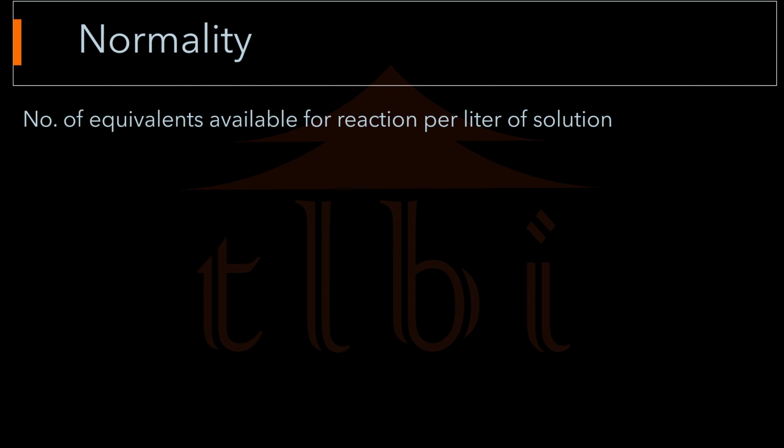Normality. So normality is number of equivalents available for reaction per liter of solution. Now equivalent means reactive capacity. Okay, equivalent means reactive capacity. Now that also tells us that it is useful during reactions such as acid-base reaction. Okay. Now in modern science, it is finding its use less and less, but still it's good to be aware of. And for example, let me give you an example.